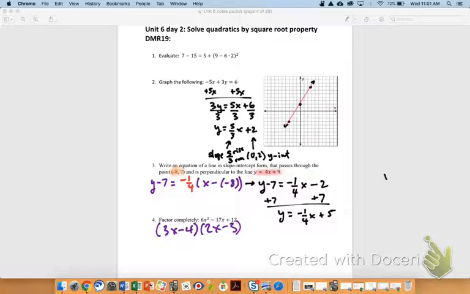So PEMDAS is the little acronym telling us that we need to do any work inside the parentheses first, and there's a lot of work, right? There's a 6 times a 2. There's a 9 in there. There's a lot going on in the parentheses. So I would write this first. 7 minus 15 divided by 5 plus, we might be able to do a couple of steps in our head, right? 6 times 2 is 12. And what's 9 minus 12? Negative 3.